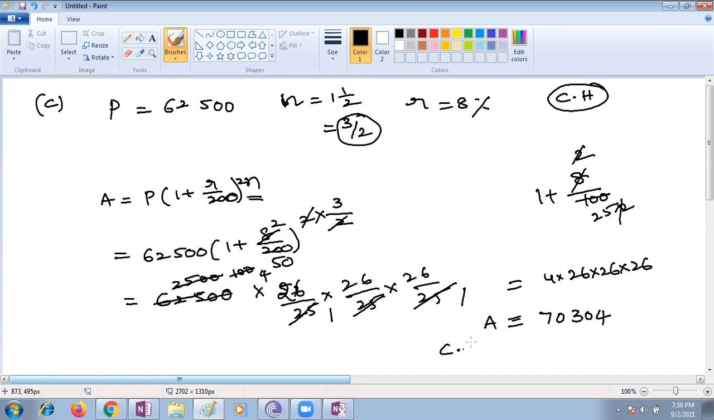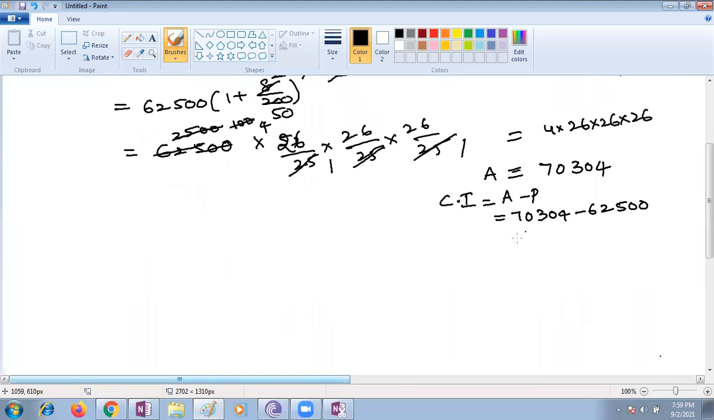If you want to find out compound interest, what should you do? A minus P. 70,304 minus 62,500 is 7,804. Correct, no. Correct.